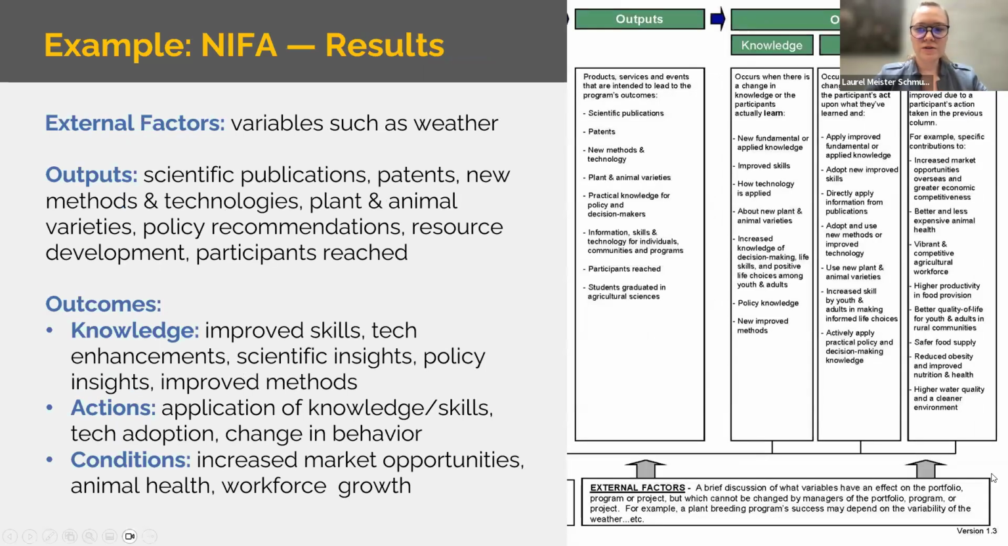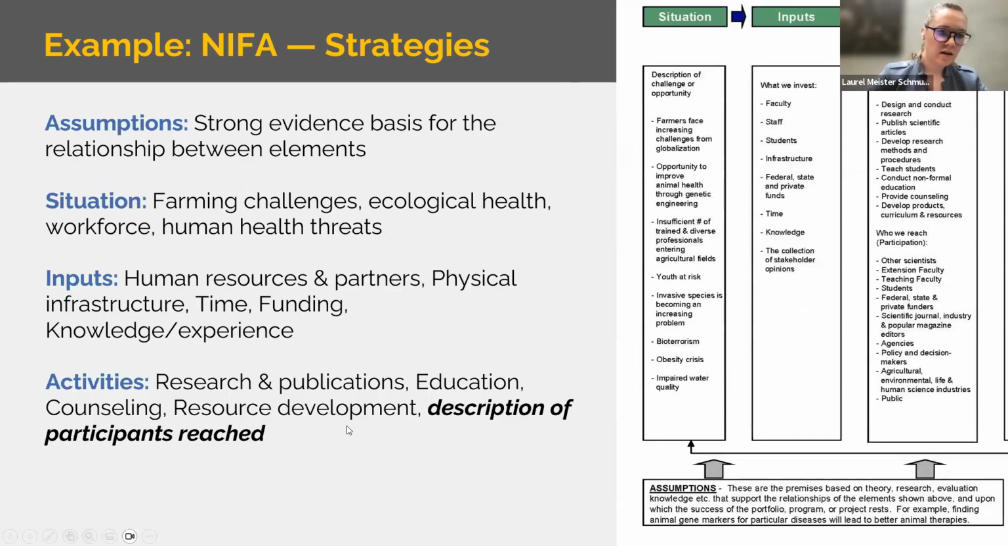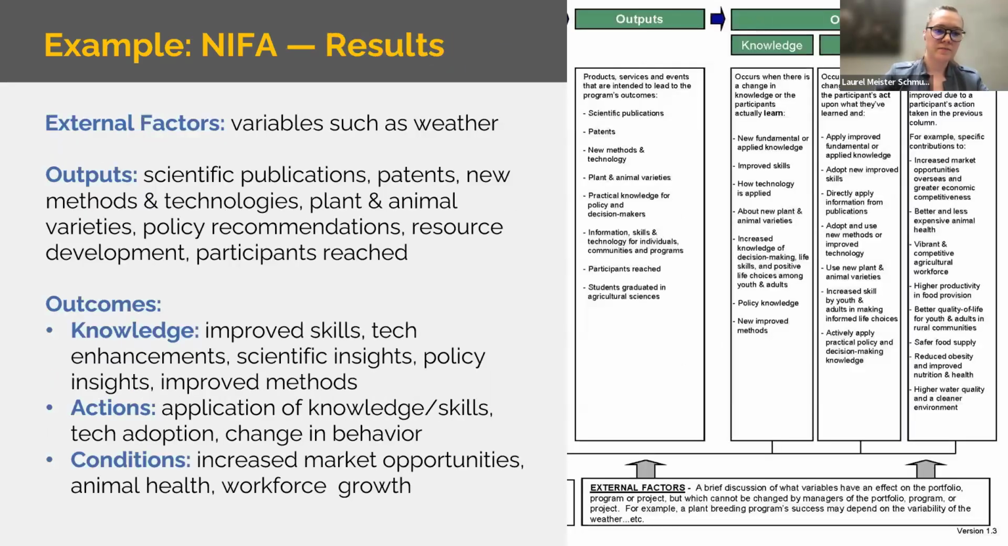On the results side of things, we get activities. Oh, sorry. Activities are on the last slide. Yeah, so activities here: research and publications, education, counseling, resource development, and then this description of participants reached, they included in the activities. I've also seen that broken out separately.